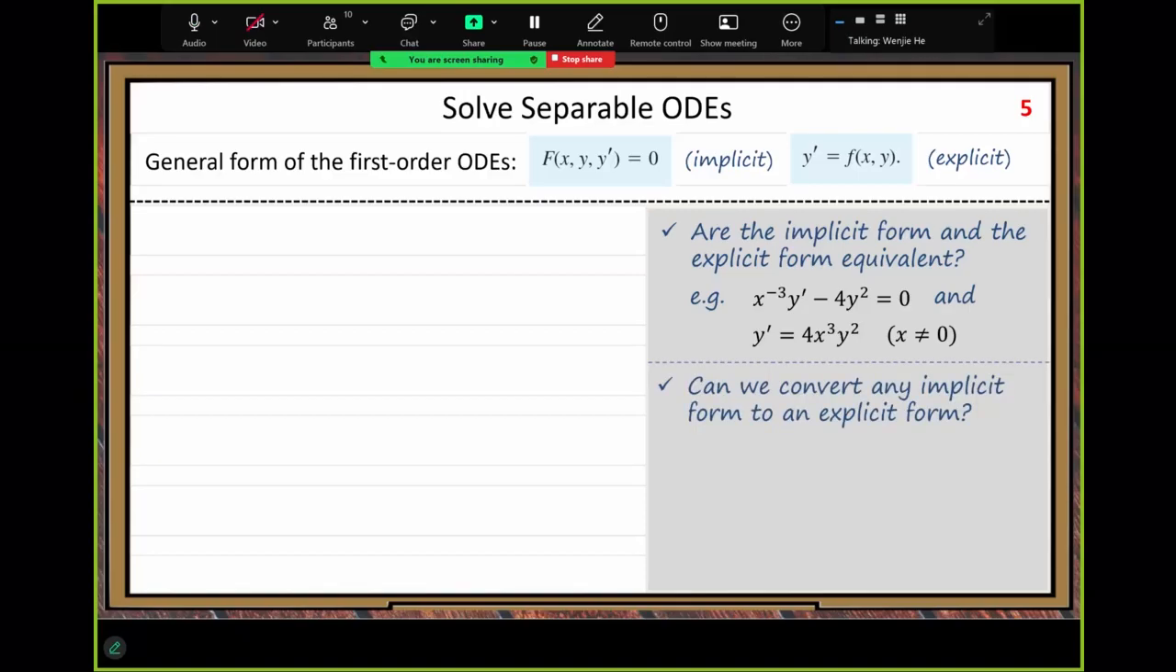Can we convert any implicit form to an explicit form? The answer is no. Most of the time, think about this one: how can you write y prime in terms of x and y? This y prime is inside the sine function, and there is another y prime. So it's impossible to write an explicit representation, y prime equals some formula of x and y. Too hard. Most of the time people cannot do it.